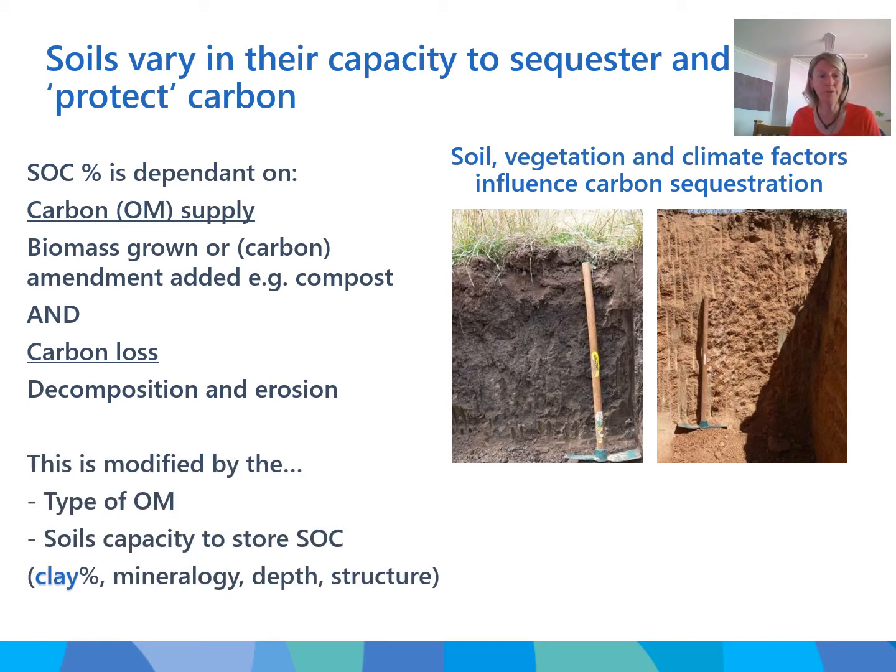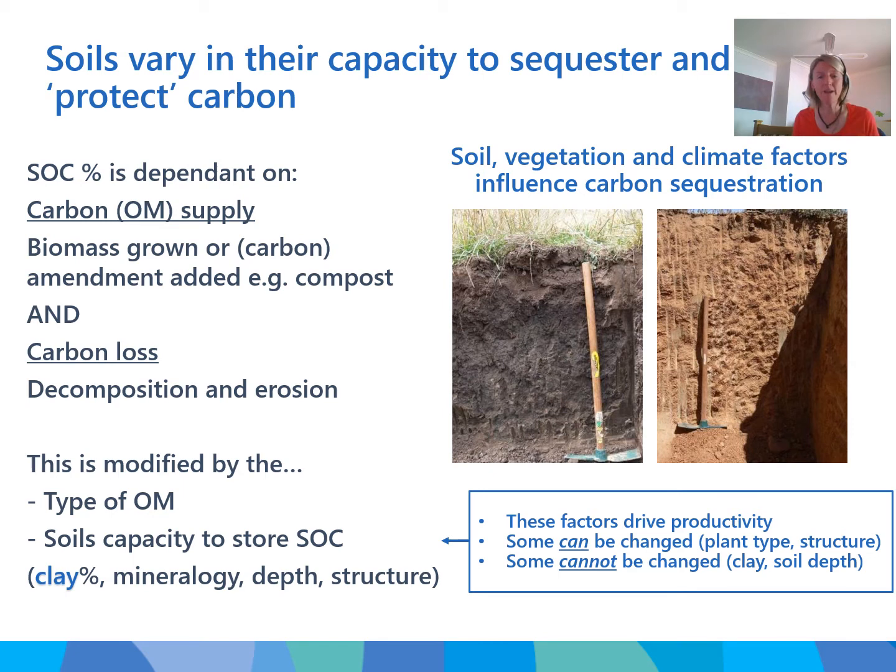Now, this can be modified by the type of organic matter that's grown. So some plants are just more tasty to microbes and more readily decomposed than others. And also the soil's capacity to store soil organic carbon. And that can be determined by the amount of clay, the type of clay or the mineralogy of clay, the depth of soil and soil structure. Because remember, soil structure can protect soil organic matter as well.